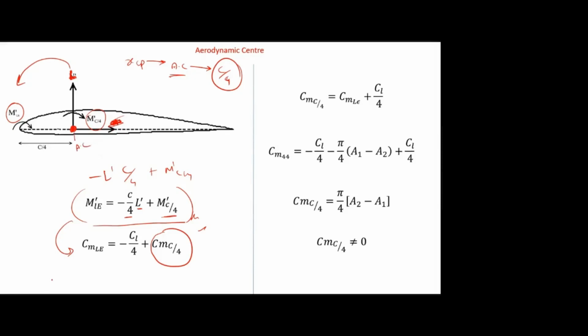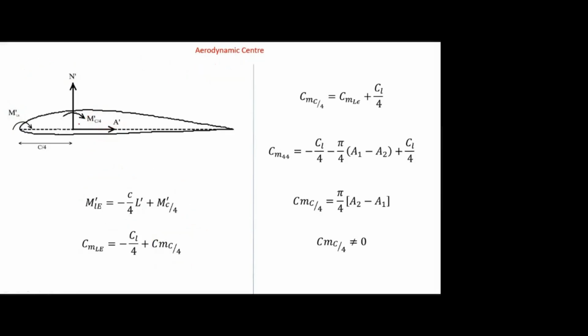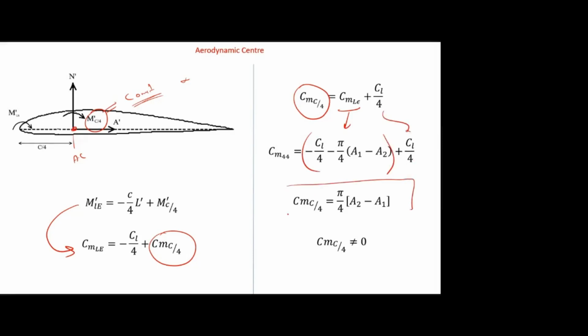Okay. So I have taken quarter chord point as the reference point. So I am going to check whether this moment is constant or not for different angle of attack. So if it is constant, then this quarter chord point is the aerodynamic center. Okay, because the definition is moment is independent of angle of attack for the aerodynamic center. So from the moment I am finding coefficient of moment, then rearrange for moment about the quarter chord point. So we know Cm equation in terms of Cl, and this is Cl by 4. Simplify, I am getting pi by 4 A2 minus A1.